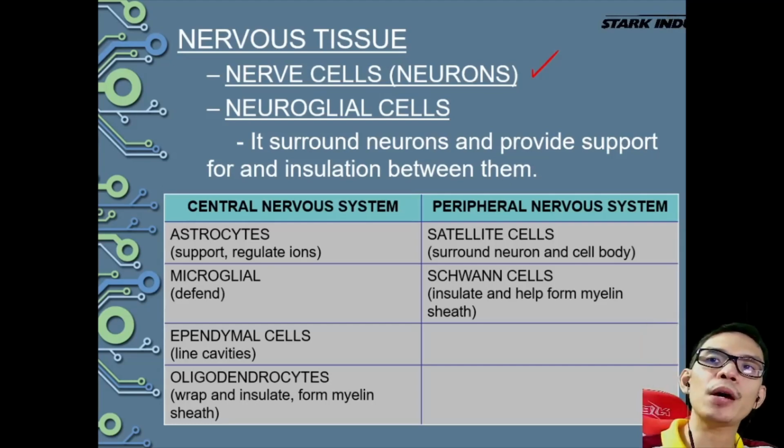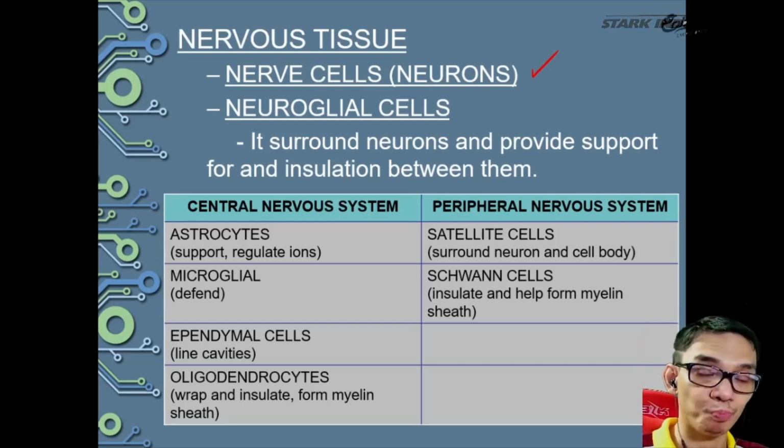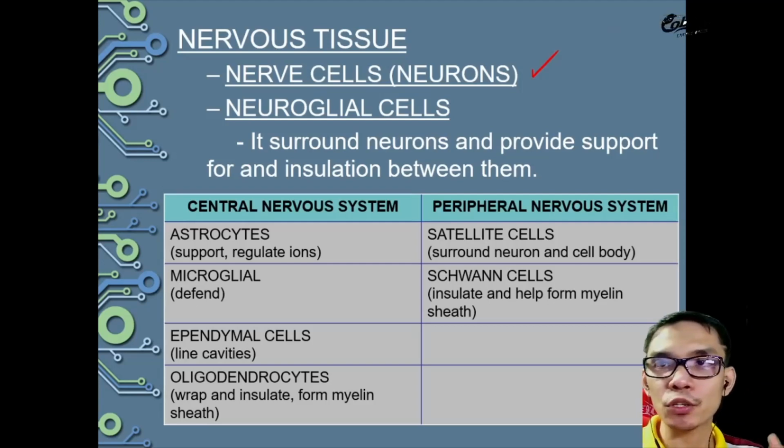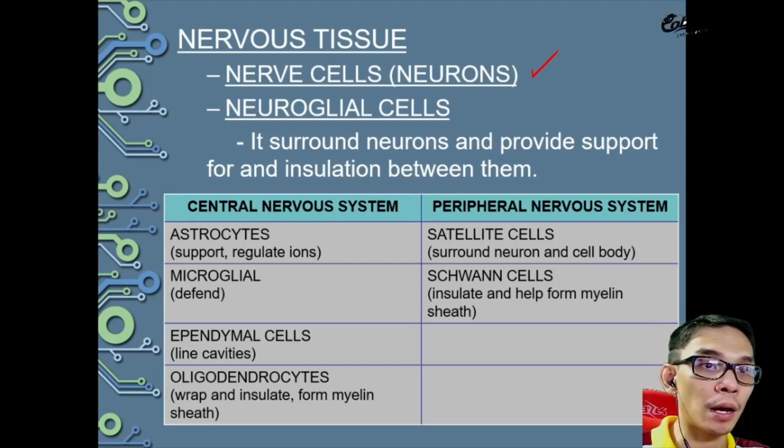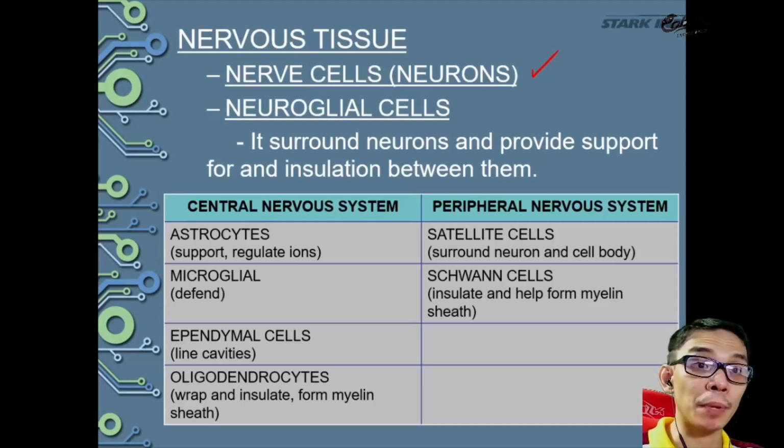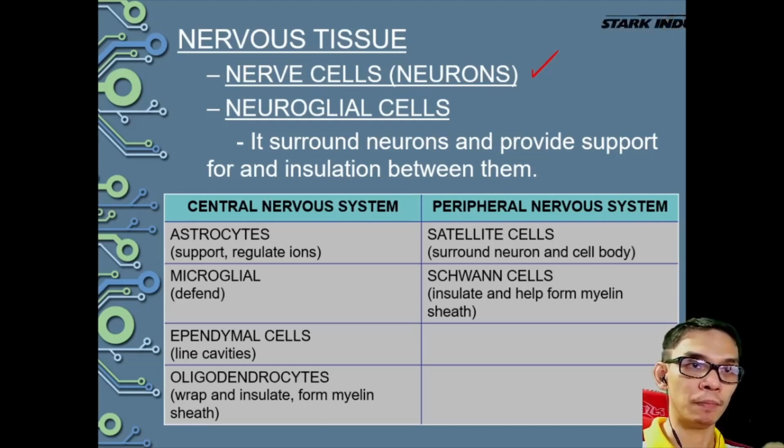And lastly, we have the oligodendrocytes. The oligodendrocytes insulate the neurons in the form of a myelin sheath so that it will promote faster nerve impulse transmission. All right, so that is for the central nervous system.